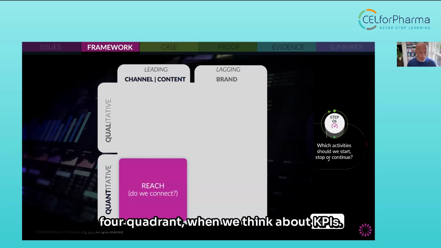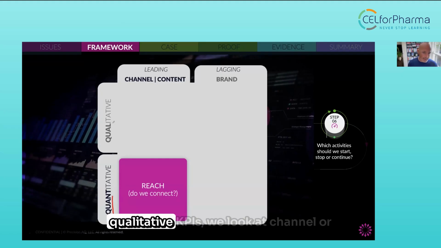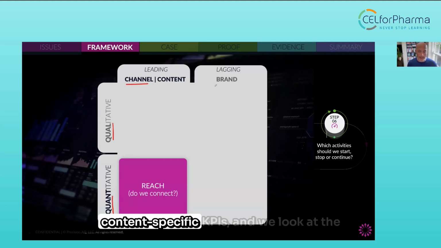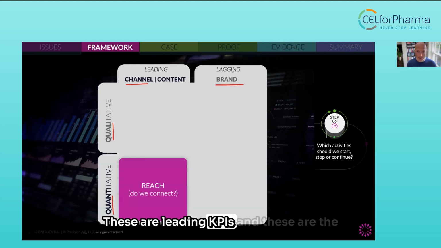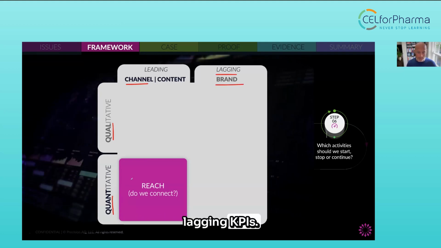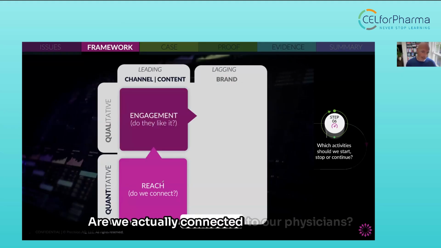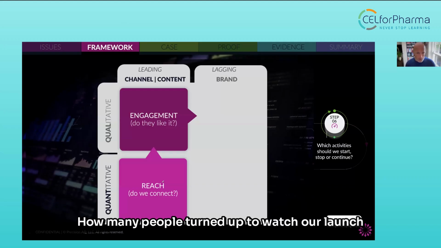When we think about KPIs, we look at the quantitative KPIs, we look at qualitative KPIs, we look at channel or content specific KPIs, and we look at the brand KPIs. These are leading KPIs and these are the lagging KPIs. And we always start with the reach KPIs. Are we actually connected to our physicians? How many people turned up to watch our launch webinar?